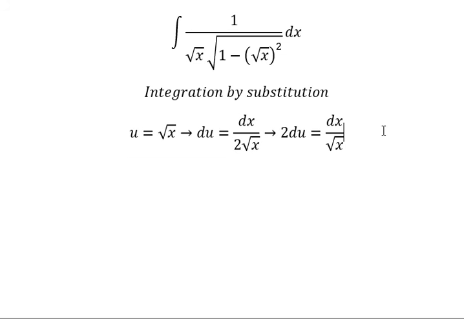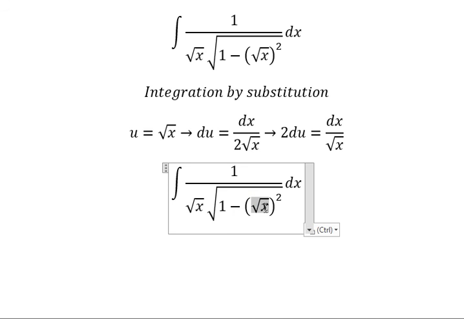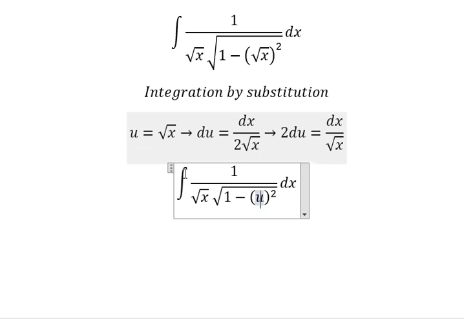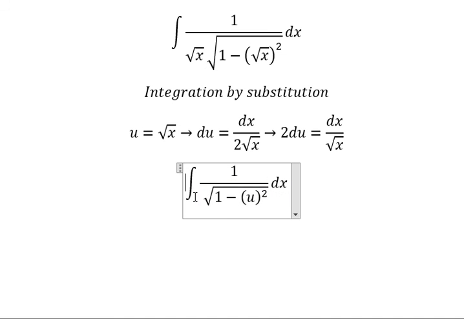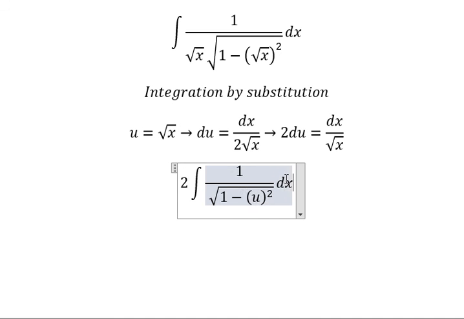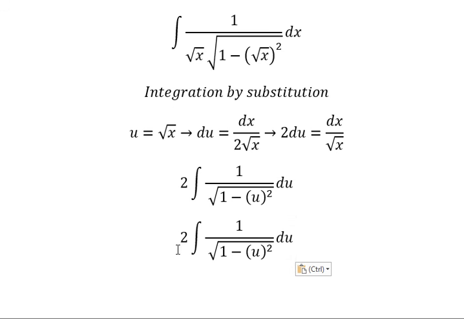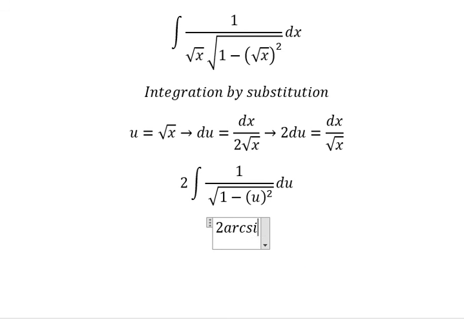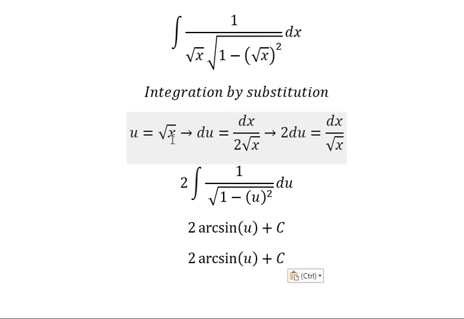Next, we change the square root of s into u. The ds over the square root of s we change to 2 du. The integration of this one, you get 2u, and we put plus c. Then u is this one.